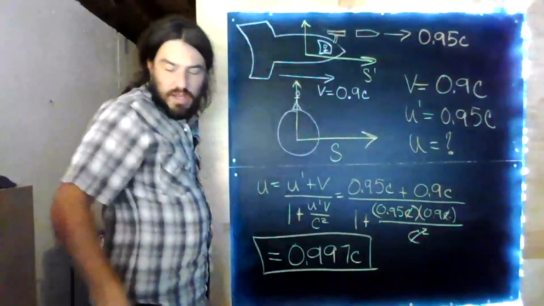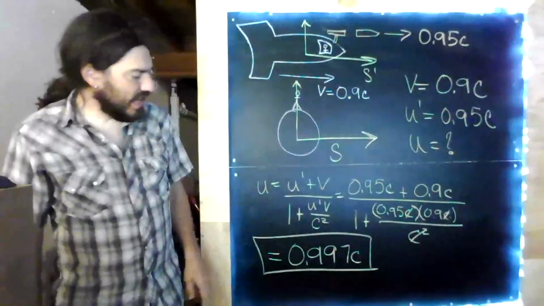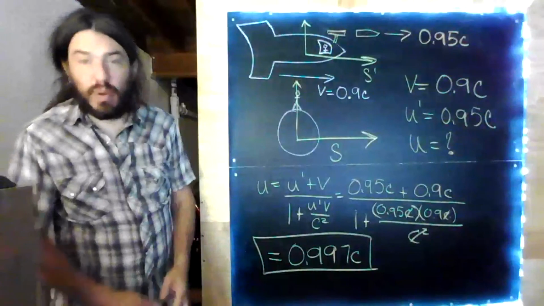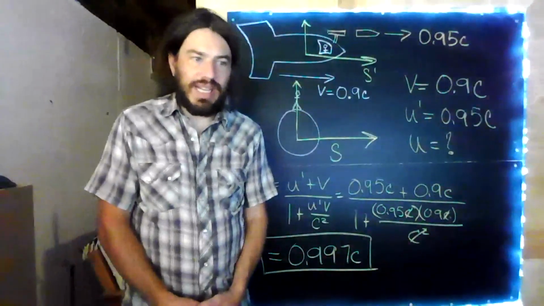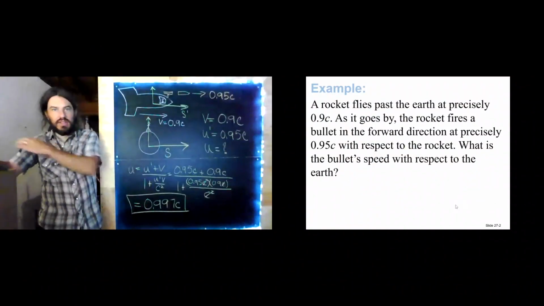Okay. So, very fast, certainly. It's satisfying that it's not greater than c. Right now we're at 99.7% of the speed of light, so that is very fast. But at least it's not faster than the speed of light. That is a good thing.